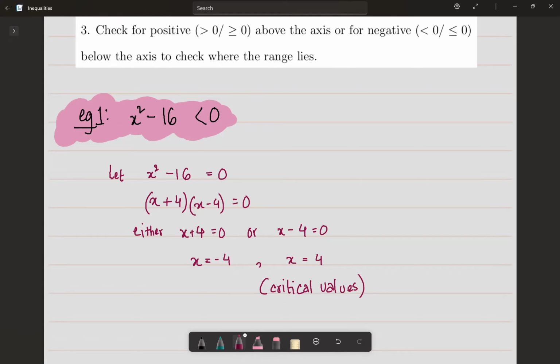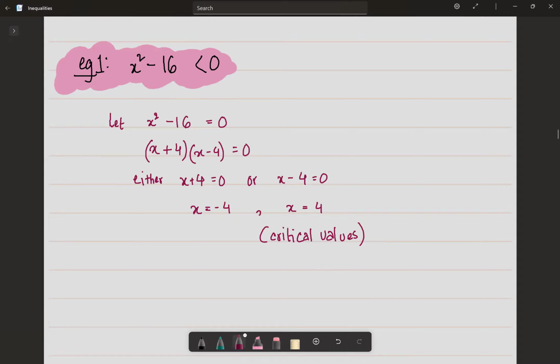Now, just like how we did in the previous method, the tabular method, we will draw the number line to identify the possible positions of these 2 points. So it's either minus 4 or 4. And I know that this divides my number line into 3 regions again. The first region is where x is less than minus 4. The next one is where x is in between minus 4 and 4. And the last one is where x is greater than 4.